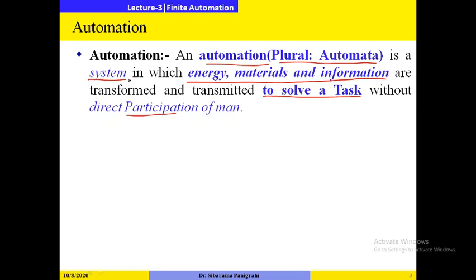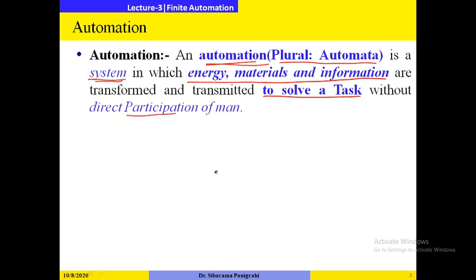Similar to the human body system, an automaton is also a system in which energy, materials, and information are transformed to solve a particular task. When we hear the term automation, what comes into our mind? Automatic. Automatic watch, automatic cold drink filling machine, automatic chocolate vending machine. These are some mechanical automations. In computer science or information technology, you will come across hospital management system or hospital automation, college automation, library automation, banking automation.